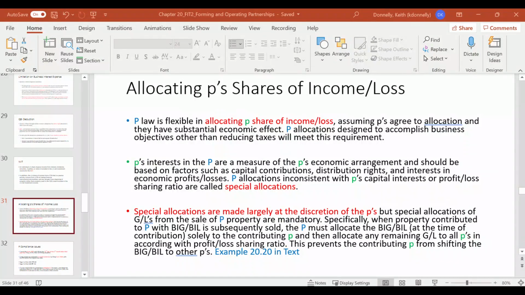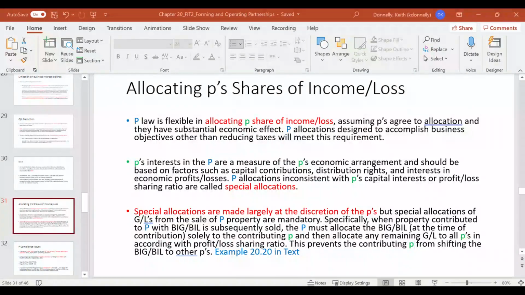Okay, hi everyone. This is going to be the third lecture for chapter 20. We're talking about allocation of profit or loss to the partners in a partnership. Historically, we've discussed this in a very simple way. Maybe it's something pro rata. There's four partners, you make $100, you split the profit or loss four ways. That's one way you could do it, right?